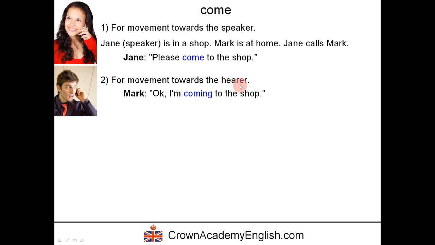And the hearer is Jane. And the movement is towards Jane, towards the hearer, because Jane is already in the shop. Okay, so the movement is from home to the shop, towards the hearer. And that is why we choose come. Go is wrong in this example, and go is wrong in this example. Okay? So now let's look at go.